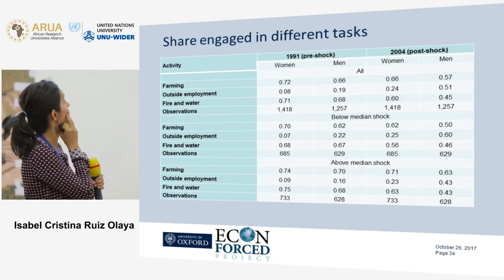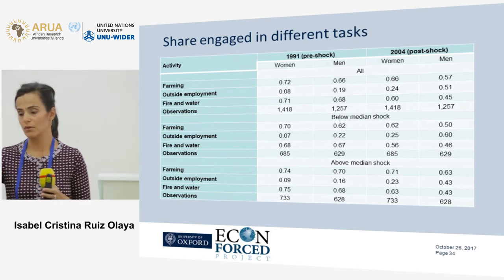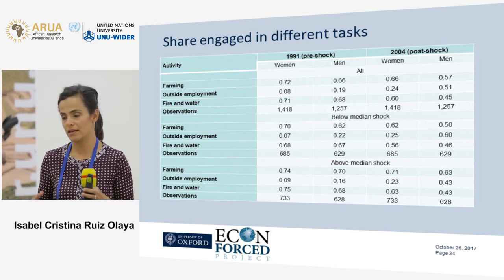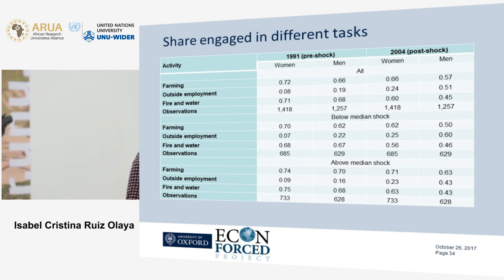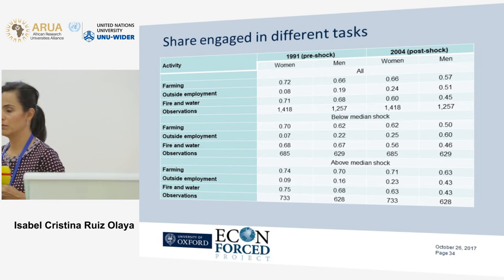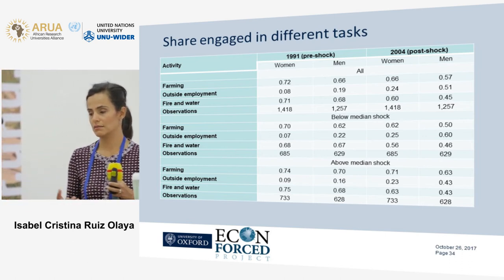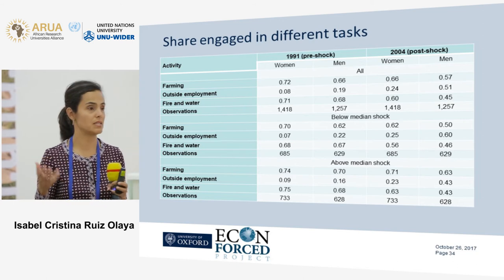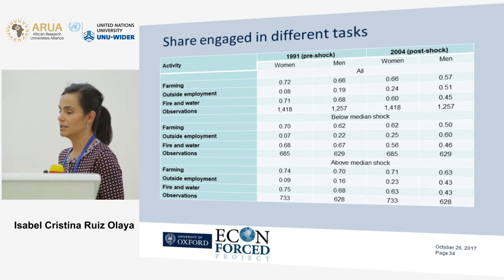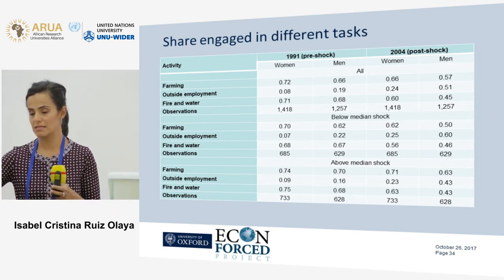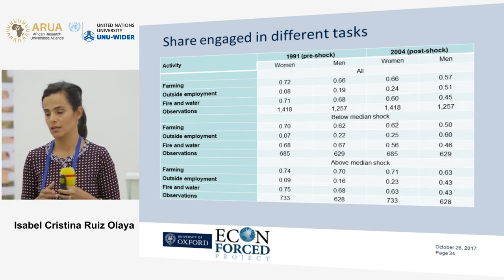So if you look at the share of people engaged in different tasks, you see that in general, when you look at fire and water, the likelihood of women and men to be engaged in this activity was not so different, right? But then when you look at 2004, you start seeing bigger differences. So there's a 25 percentage point difference between men and women after, in the 2004 wave. But this is driven mostly by people that had an above-median shock.